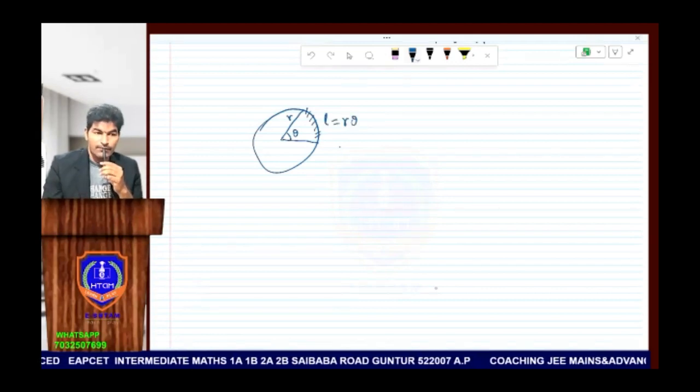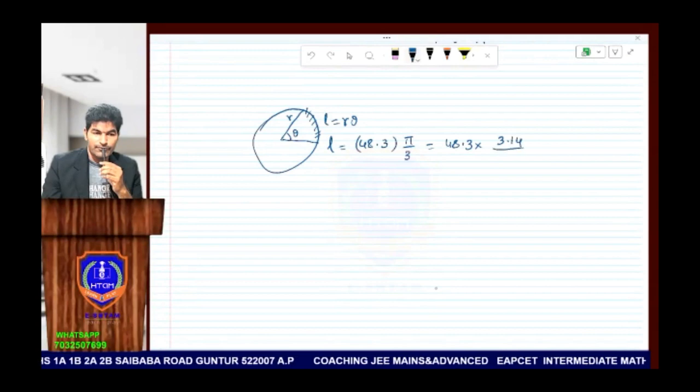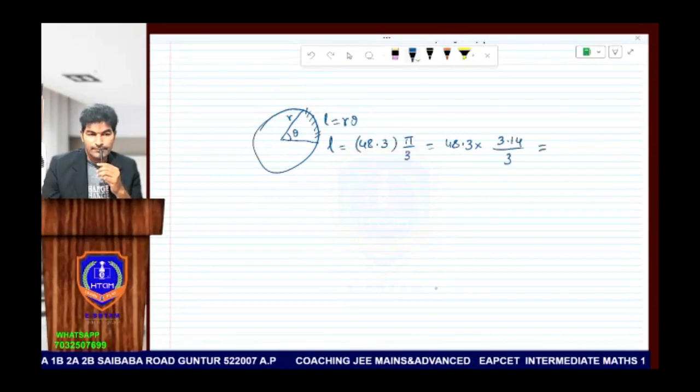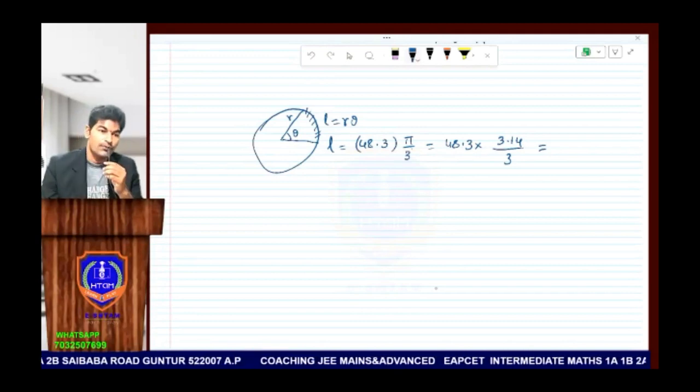We have the formula. Now we have the value of R also, right? 48.3 approximately. And theta is how much? Pi by 3, because we are going to calculate in radians, not in degrees. Write down pi as 3.14. So 48.3 into 3.14 by 3. Now tell me the answer.